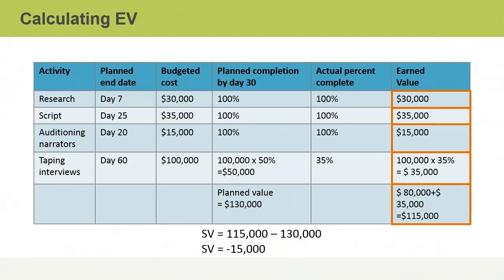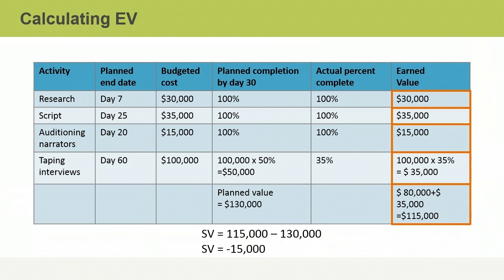The first 3 activities have been completed as scheduled, so the budgeted cost of $80,000 for research, script, and narrator auditions has been earned. However, the taping interviews activity is only 35% complete, so the earned value of the task is 35% of the budgeted cost of $100,000, which is $35,000. By adding the totals, $80,000 and $35,000, we determine that the total earned value for the period is $115,000.